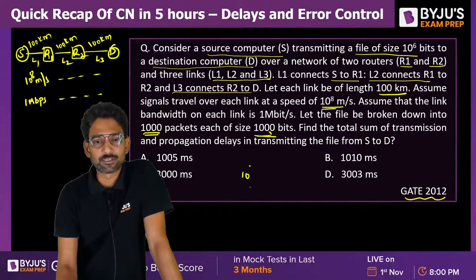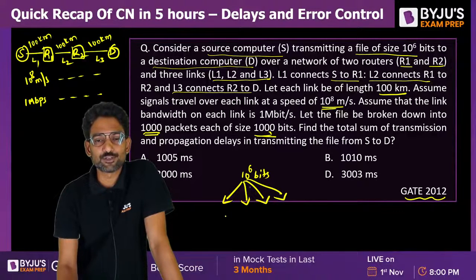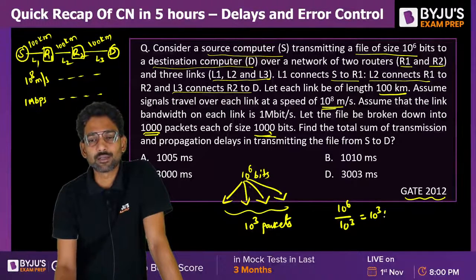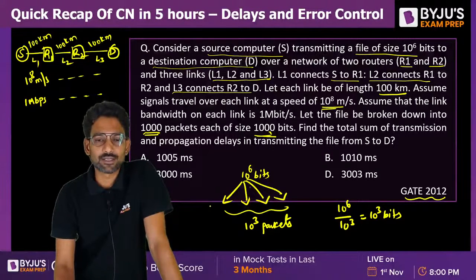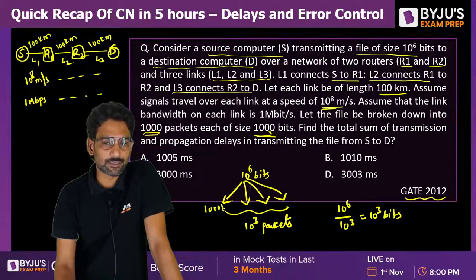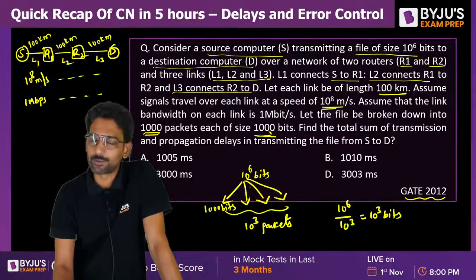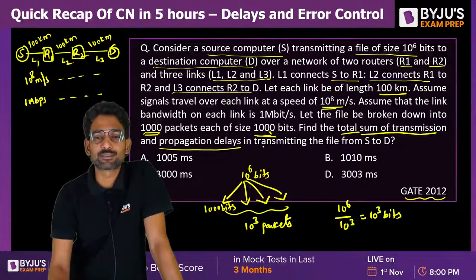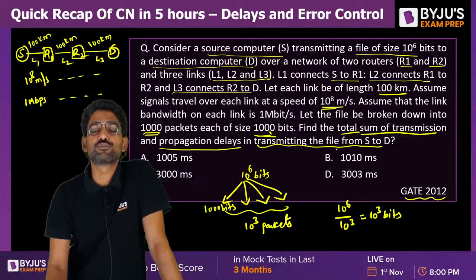So the 10^6 bit file is divided into 10^3 partitions. Obviously 10^6 by 10^3 would be 10^3 only, no? So each partition size is 1000 bits. Okay. Now what do you want? Find the total sum of transmission delay and propagation delay in transmitting the file from source to destination.